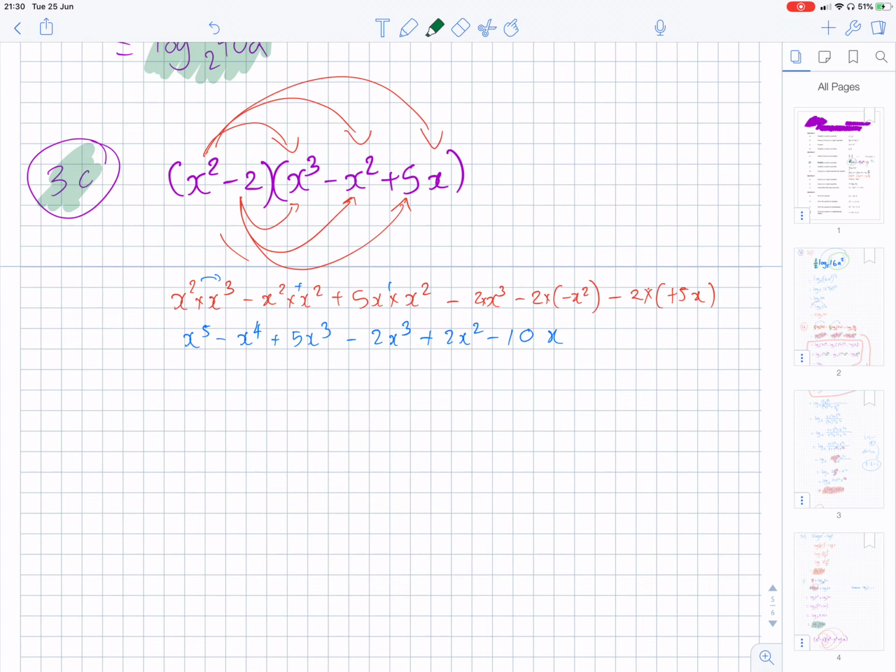So first of all, let's group. They're all okay, so we can just say x to the power 5 minus x to the power 4, but this is 5x cubed minus 2x cubed, which is plus 3x cubed, plus 2x squared minus 10x. So this is the answer. 3C done.